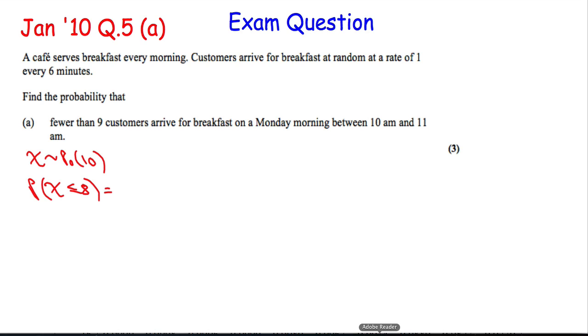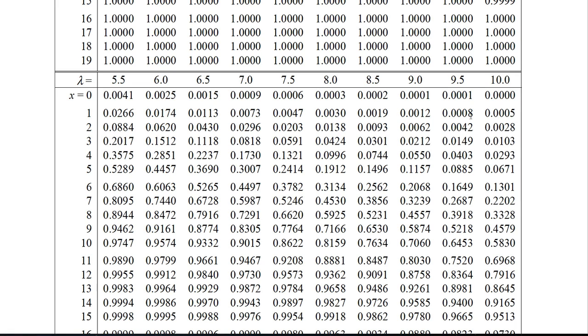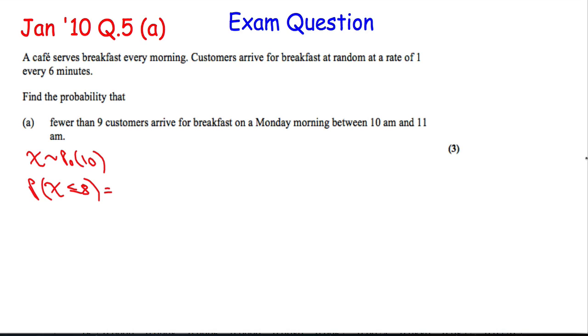Let's go to our table. When lambda is 10, less than or equal to 8 is 0.3328. So fewer than 9 is 8 or less, which is 0.3328, and we're done.